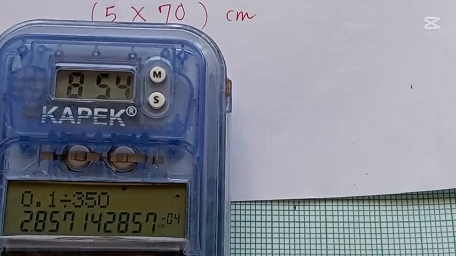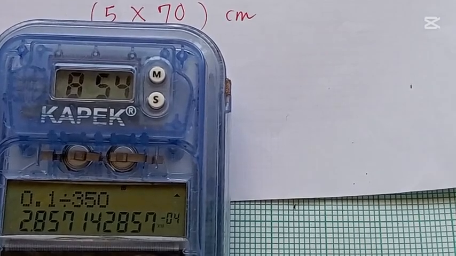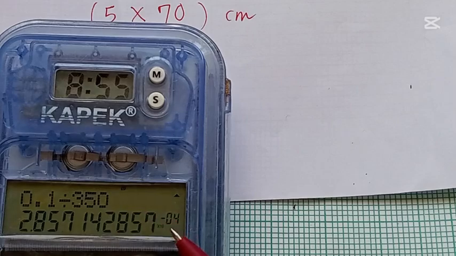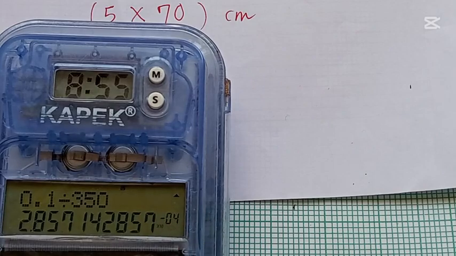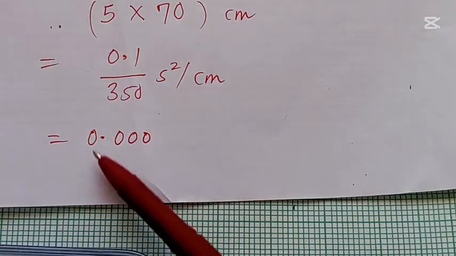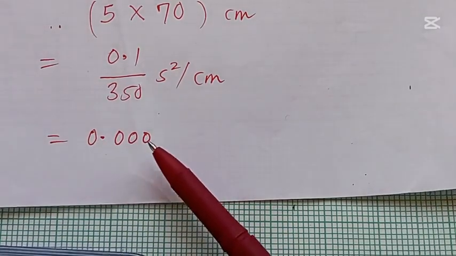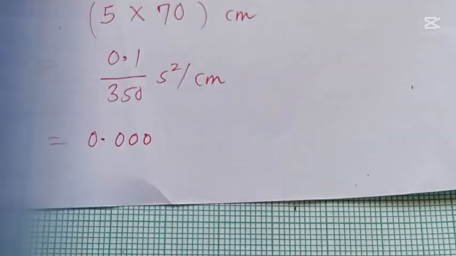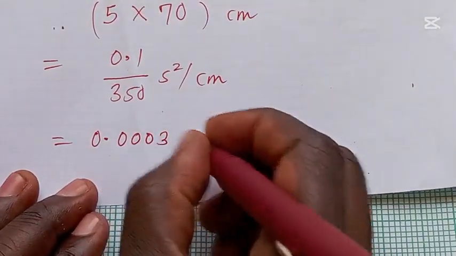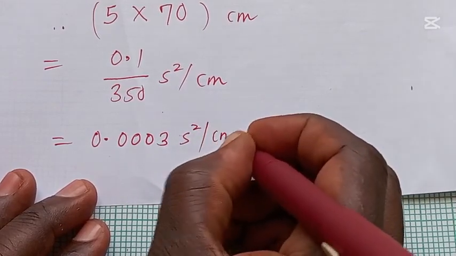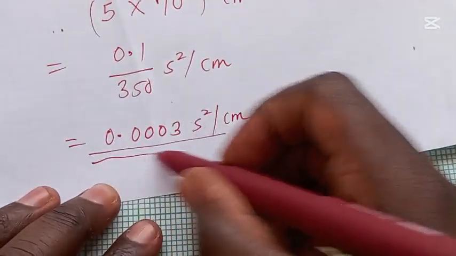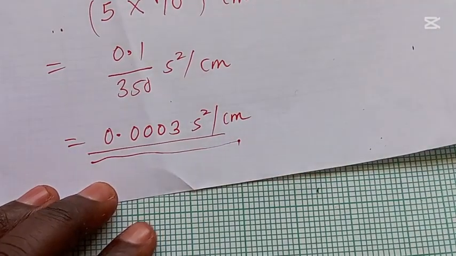So when we divide 0.1 by 350, this is what we will get. We can see that this is 10 to the power of minus 4, so we have 4 zeros: 0.000, then followed by the first digit. We'll approximate this to 3, so we have 3 here, in seconds squared per centimeter. So this is our error in slope, correct to one significant figure.